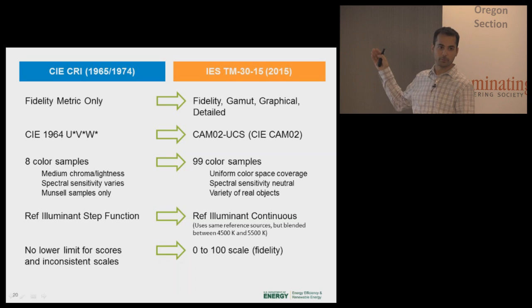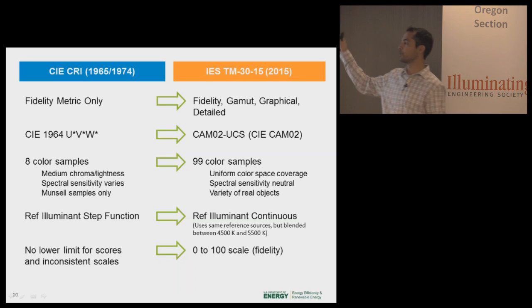I'll go through each of these in more detail in a few moments. 8 color samples, we've moved to 99 color samples. And those color samples were a big part of the development. So how do you get to those 99 samples? I'll take a look at that a little bit more later. But the important thing is that they have uniform coverage of color space. So instead of just being pastels, they really cover saturated colors, all hues, desaturated colors, a more complete representation that forms a better average for representing the real world.